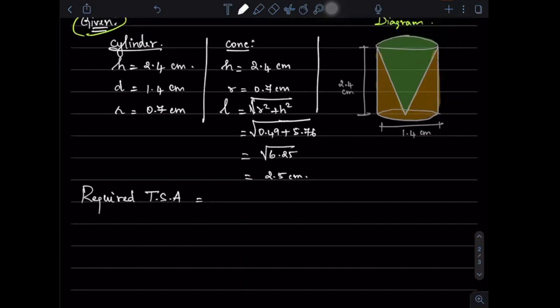See, TSA is based on, say for example, TSA of a cylinder is actually curved surface area of the cylinder plus 2 base area, isn't it? You have a cylinder. So what do I have? I have a CSA of cylinder plus, where what do I get then? I get CSA of cone plus I get the base area.